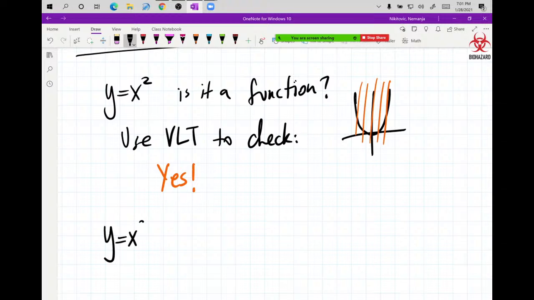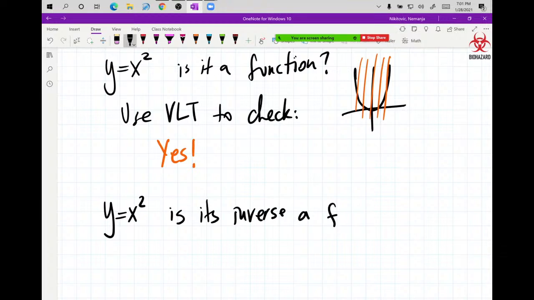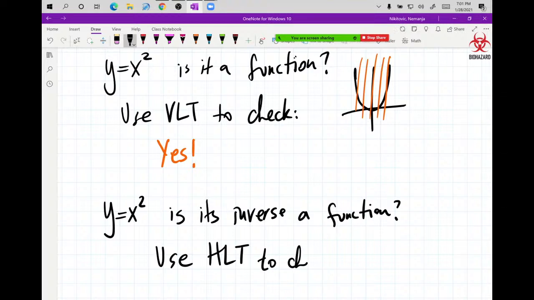Y equals x squared. Is its inverse a function? Use HLT to check.